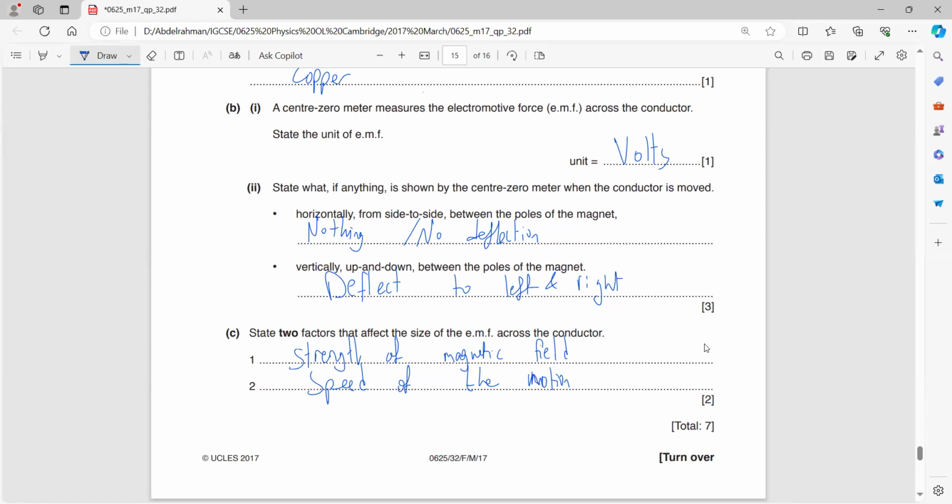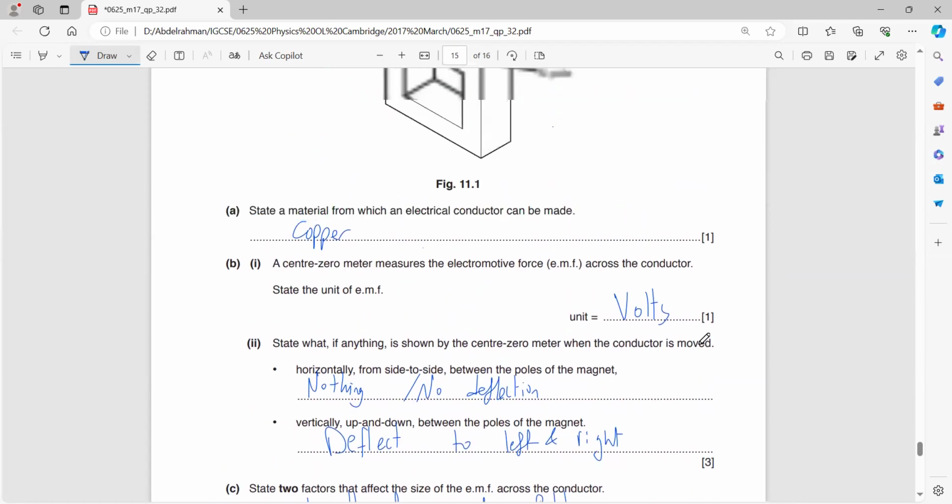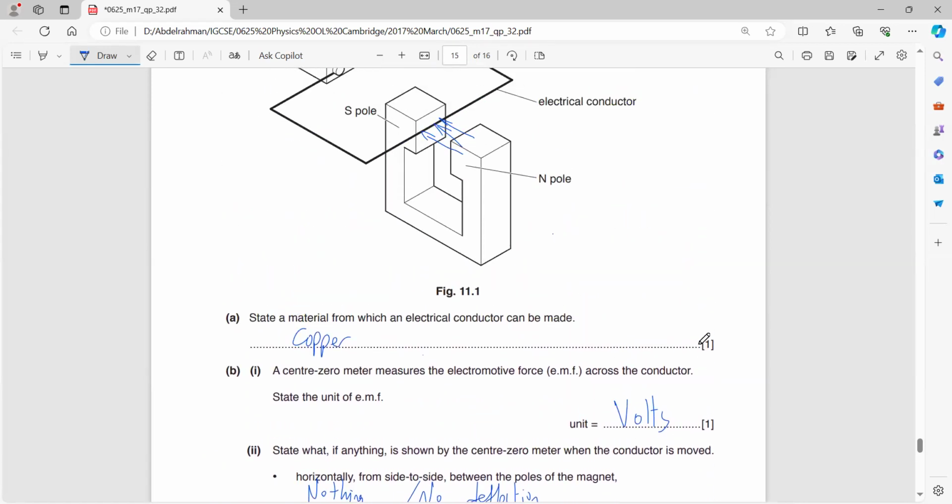You cannot say the current. Why? Because in this case, I am producing the current. I am inducing, I am generating the current. You cannot say increase the current in this case. If you say increase, it is wrong. You have to say either increase the magnetic field or increase the speed.